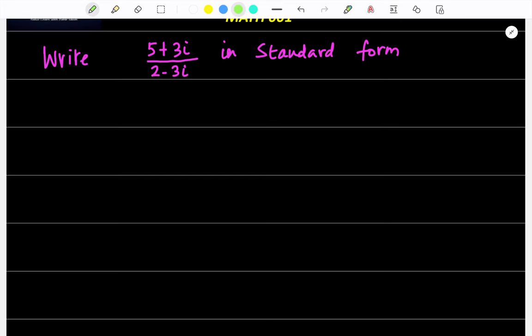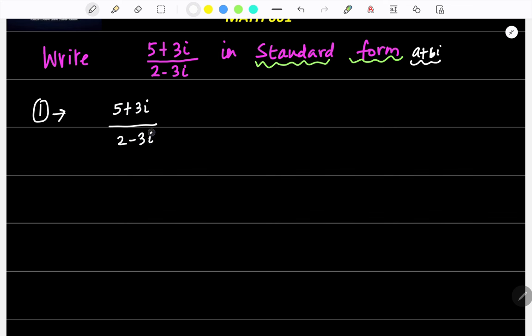Write (5 plus 3i) by (2 minus 3i) in standard form. Standard form means what? A plus bi. That is called standard form. This is a complex number. The whole question you can work out using the calculator. So what are the steps I told you in the class? Which is 5 plus 3i divided by 2 minus 3i.